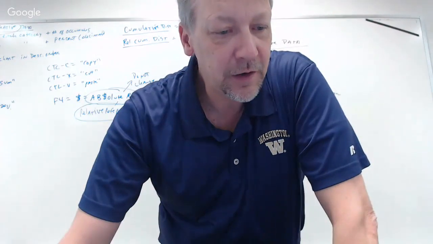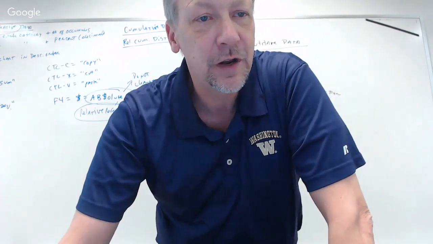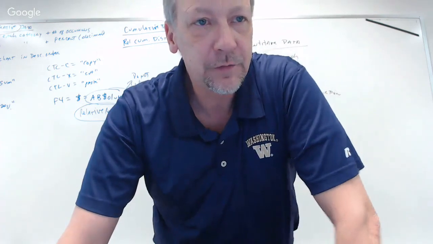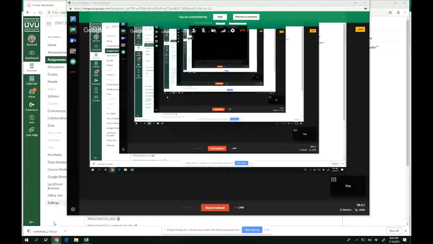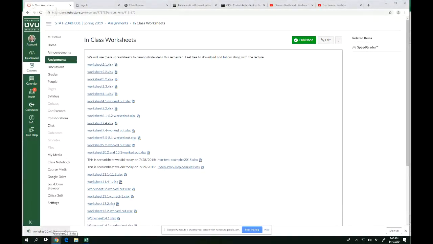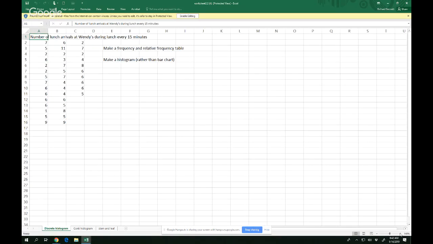But let me just show you this. Go ahead and open up the next spreadsheet, which is worksheet 2.2 in Canvas. Oh, I'm supposed to share that. We're opening up worksheet 2.2, which is right here. Actually, I should add a fifth rule on here: the categories don't overlap.